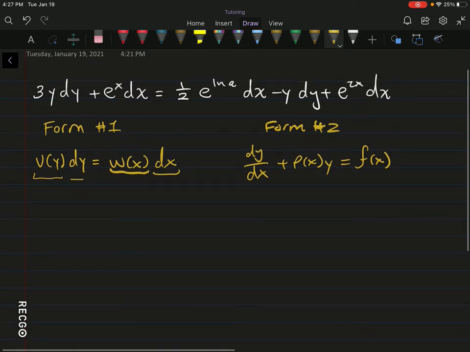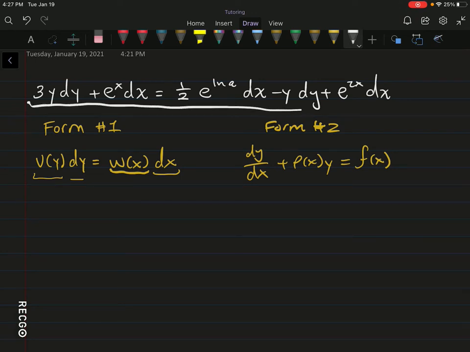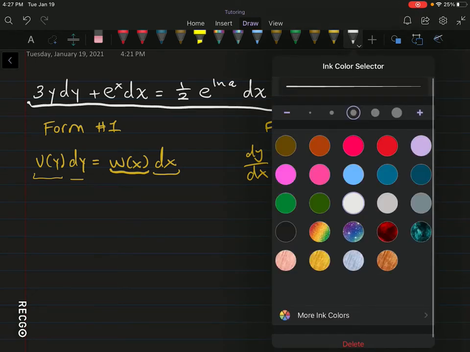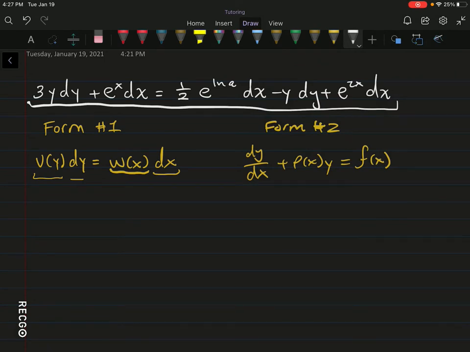So now they give us this function and they tell us to figure out what form this fits into, either form 1 or form 2. So we have to move things around to try to put this into either form 1 or form 2. Let's go ahead and do so. First of all, we want to get all of our dy's on one side, whether it's the left or the right, that's up to you. I'm going to put them all on the left side.